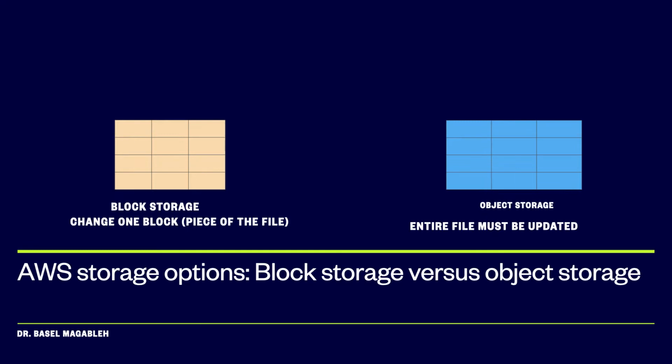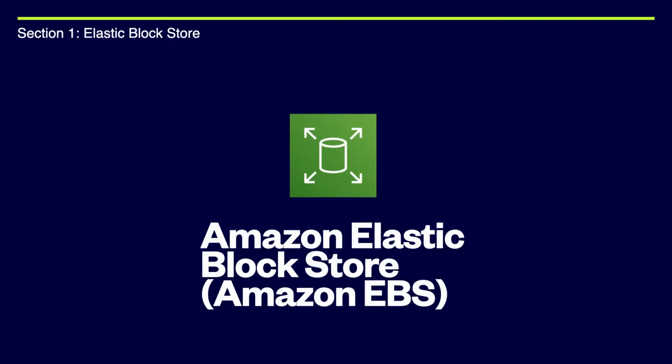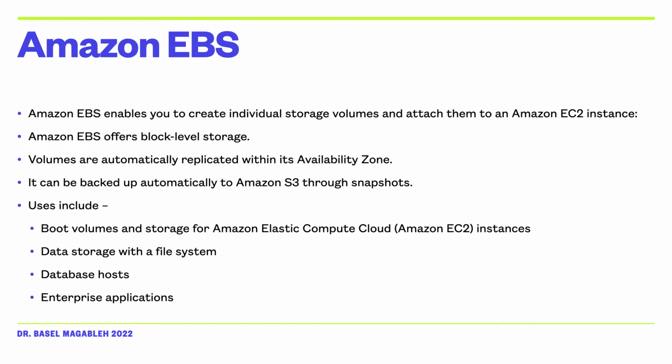Amazon Elastic Block Store enables you to create individual storage volumes and attach them to an Amazon EC2 instance. Amazon Elastic Block Store offers block level storage where its volumes are automatically replicated within their availability zone. It is designed to provide durable, detachable, block level storage. Because the volumes are directly attached to the instances, they can provide low latency between where the data is stored and where it might be used on the instance.